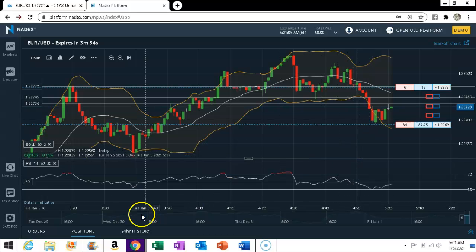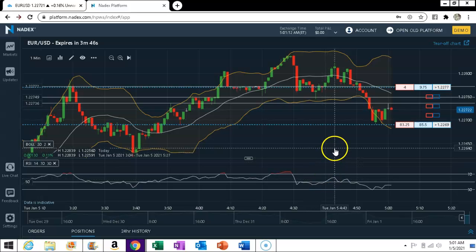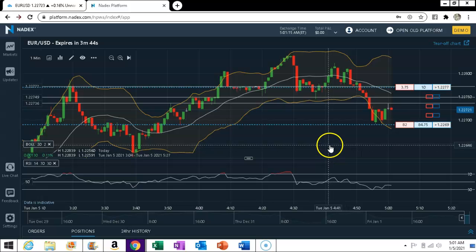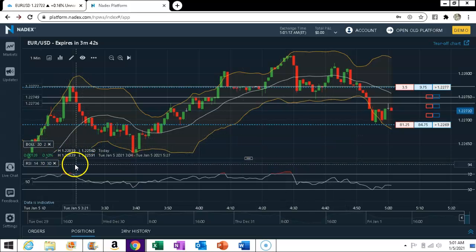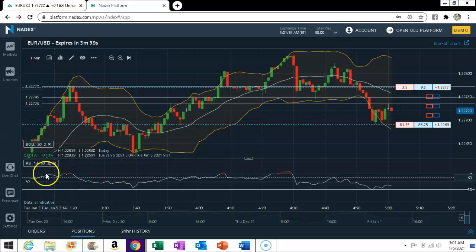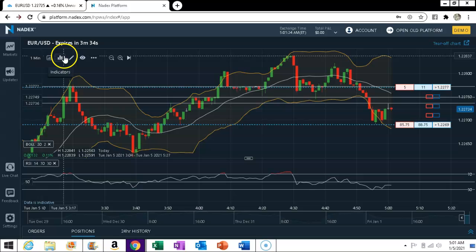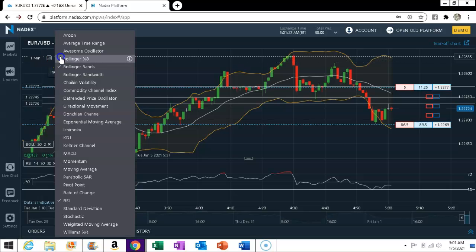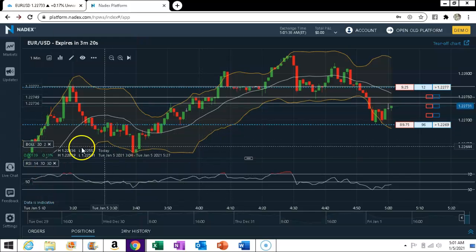Okay. So also at the bottom, I have what is called the RSI, the Relative Strength Index. When you click on that one, this is how you get to the indicators right here. We'll go up here, and I chose the Bollinger Band and then the RSI. These are the two indicators that I have on this chart.